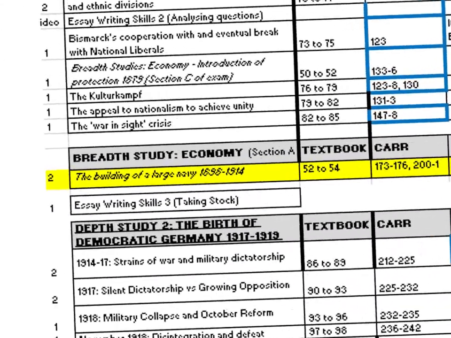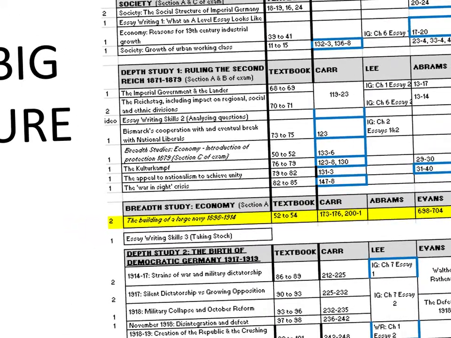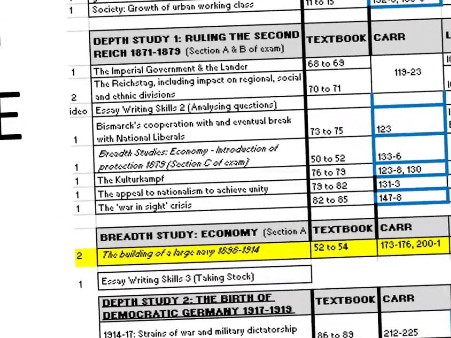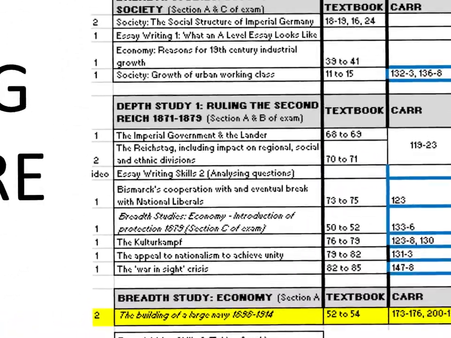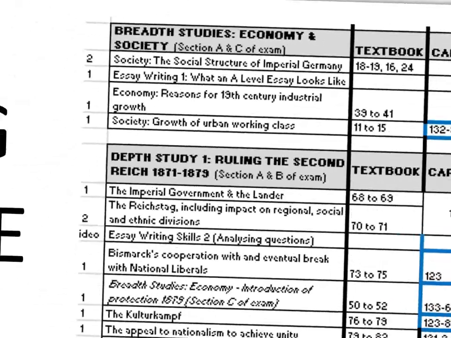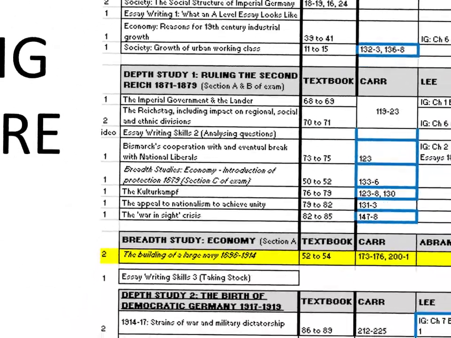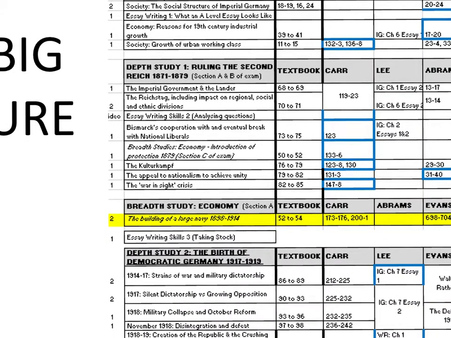Now, this topic, the building of a large navy, is all part of that building picture that we're developing about the German economy over time. So it links to when we did protectionism, and obviously previously we did the lesson about reasons for 19th century industrial growth. So in a sense, it's the 3rd lesson in our developing picture of the German economy over time.